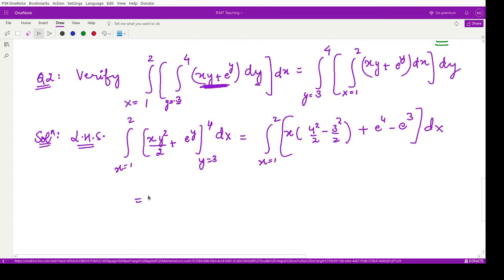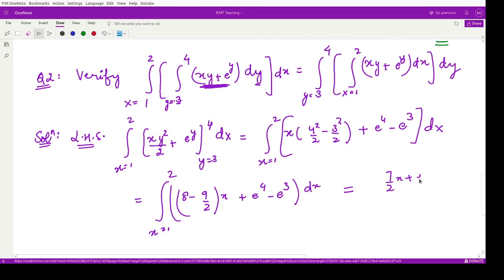So now we have to solve this. What would be this? 16 by 2, that is 8, minus 9 by 2, into x, plus e to the power 4 minus e to the power 3, and integration with x varying from 1 to 2 into dx. 16 minus 9 is 7, so 7 by 2 x plus e to the power 4 minus e to the power 3, integration x varying from 1 to 2 dx.